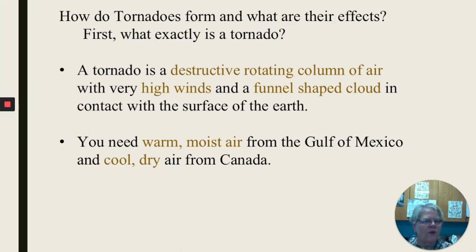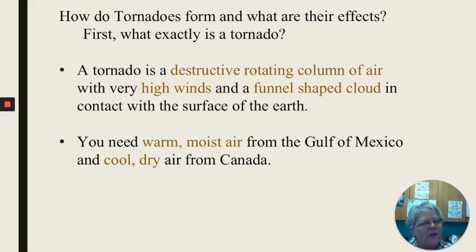So, how do tornadoes form, and what are their effects? Well, first, exactly what is a tornado? You think about the thunderstorms we just talked about. When that hot air rises rapidly, the more rapid it goes up, the more volatile the storm is. That means there's more going on in the atmosphere. If it gets pushed up really quickly, the thunderstorm gets really bad. It can move into tornadoes.